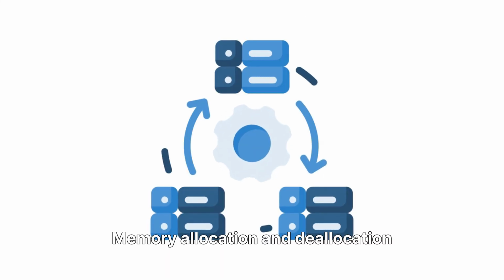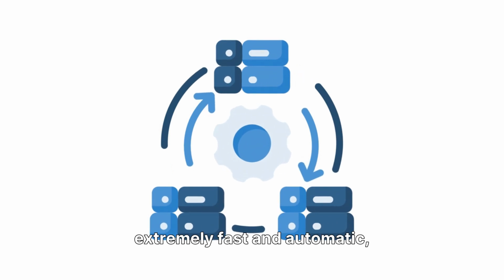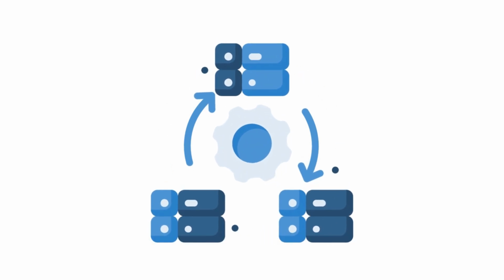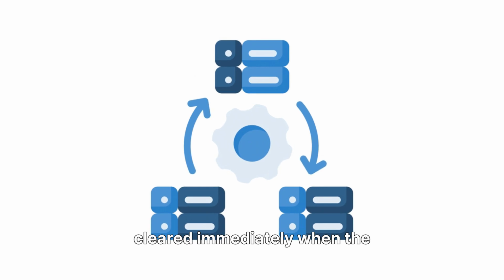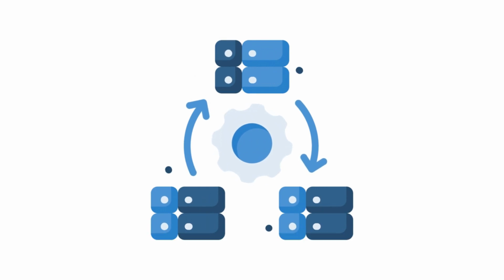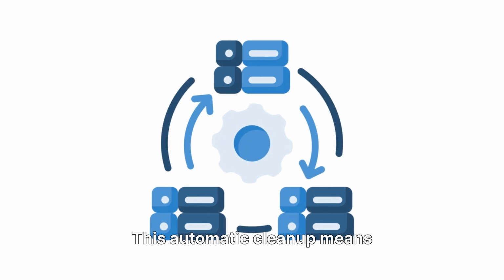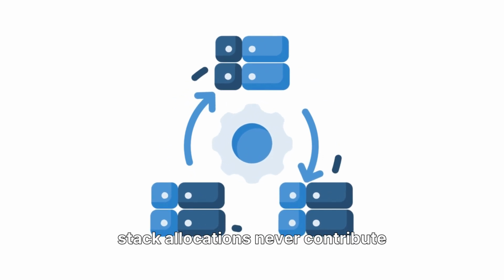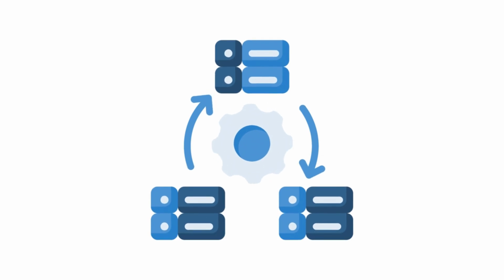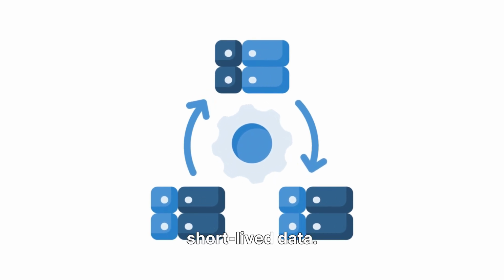Memory allocation and deallocation on the stack are extremely fast and automatic, as the memory is cleared immediately when the function ends, making it highly efficient. This automatic cleanup means stack allocations never contribute to garbage collection overhead, making them ideal for short-lived data.